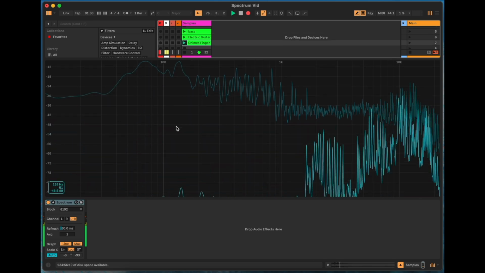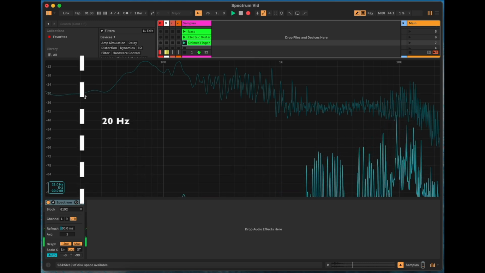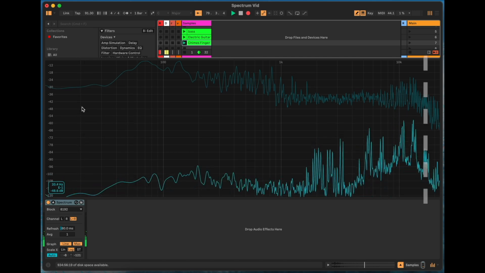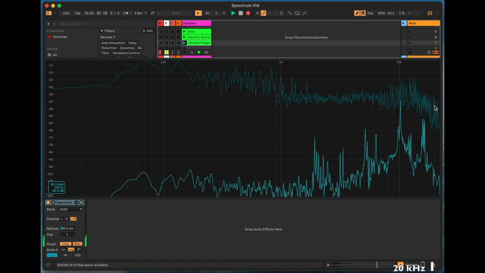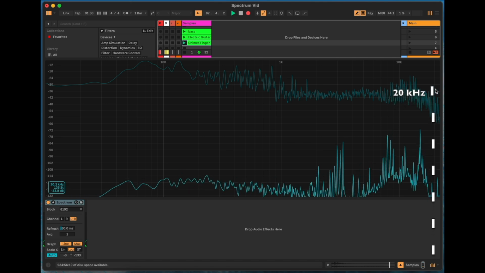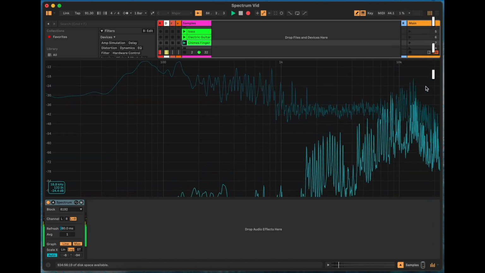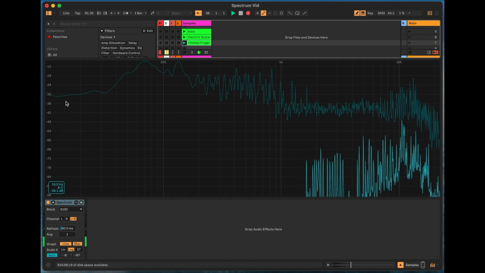Notice on the left the vertical line here that represents 20 hertz. This is the low side of human hearing. Notice on the right side this line here that represents 20 kilohertz. This is the high side of human hearing. Spectrum does analyze some frequencies outside of the human hearing range, above and below.